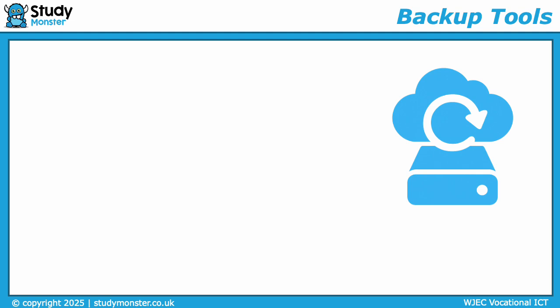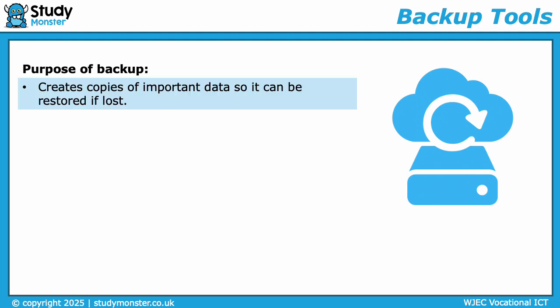Next one is, and I think this is the last one, is backup tools. So purpose of backup tools, very straightforward. It creates copies of important data so it can be restored if it's lost. There's different types of backup. You can have incremental backups. So if you change a file during the day, an incremental backup will take a copy of files that have changed since the last backup.